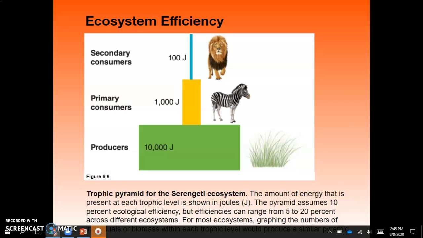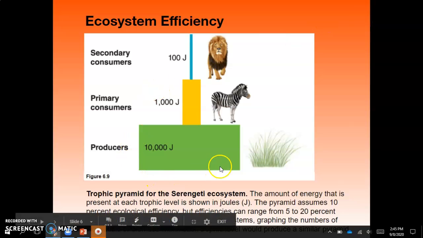Now we have to talk about something that's a little more complicated, which is ecosystem efficiency. When we talk about the efficiency of ecosystems, we're talking about the movement of the energy throughout the ecosystem. So in our last lesson, when we did our gross primary productivity, we learned that most of the energy in an ecosystem is actually with the producers because they're the ones making the energy, right? They're the ones capturing the sunlight and they make the energy. So they're at the bottom of the pyramid, okay?